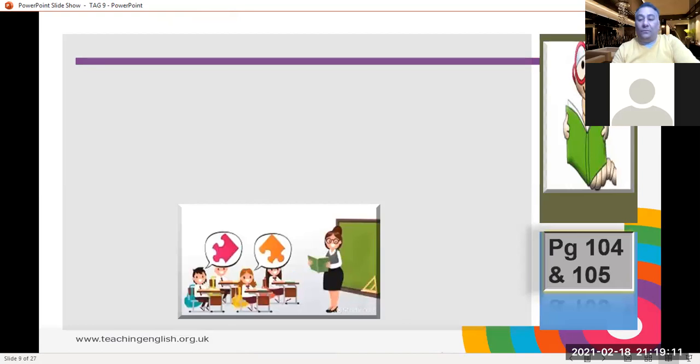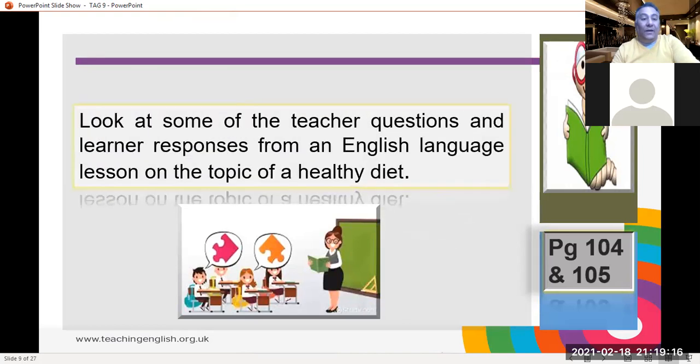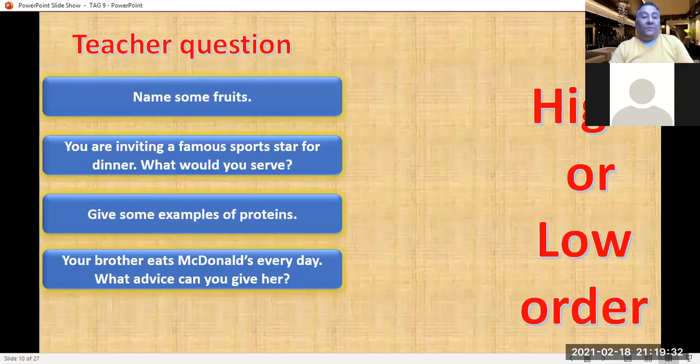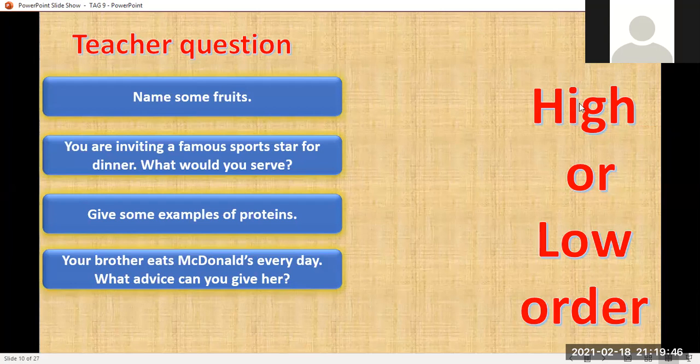In pages 104 and 105 in our reflective book, look at some of the teacher questions and learner responses from an English language lesson on the topic of healthy diet. Here is a lesson about healthy diet. And we have four questions from the teacher to the students. I want you to decide which one is high and which one is low order thinking skill.